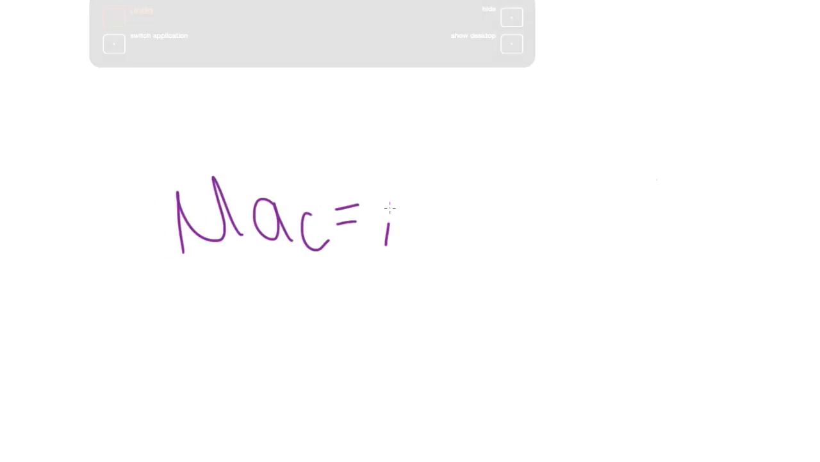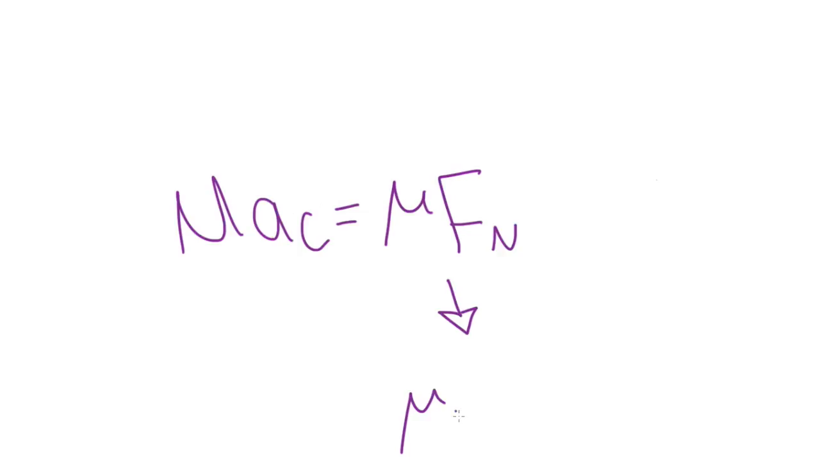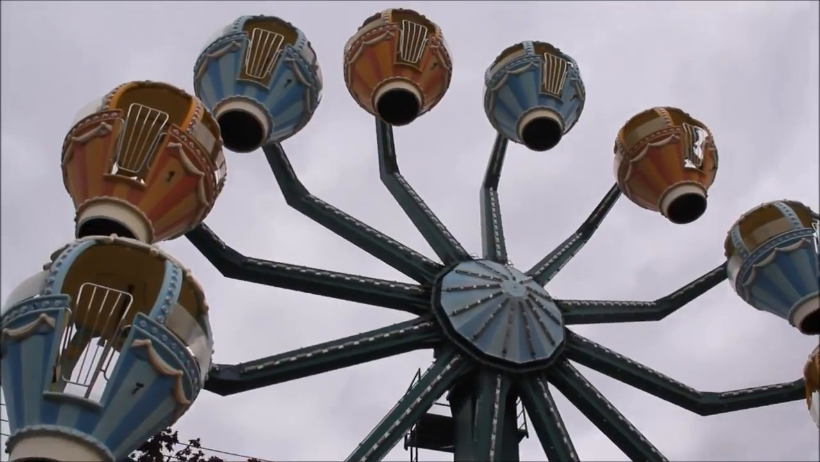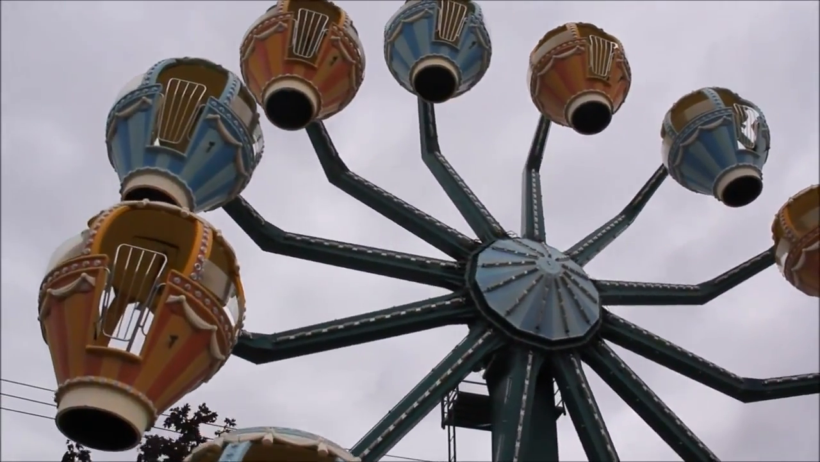Once friction comes into play, the equation is similar to the past one. It would be centripetal force equals mu times the normal force, because the force of friction is what keeps the object in centripetal motion. Gravity also comes into play when things are in the air, like on a Ferris wheel.